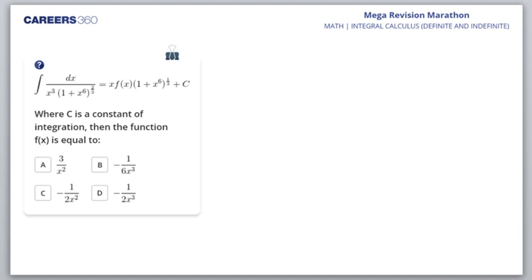So, the next question says: integral of dx upon x cube into (1 plus x raised to power 6) raised to power 2 by 3. That's equal to x into (1 plus x raised to power 6) whole raised to power 1 by 3, plus c. It's a fractional function; here the fractional powers are there. So these are irrational functions. Integration of irrational functions. What's the strategy we use in irrational function?